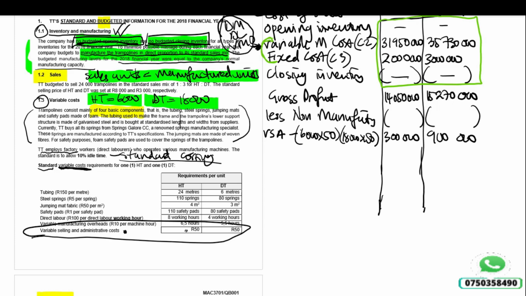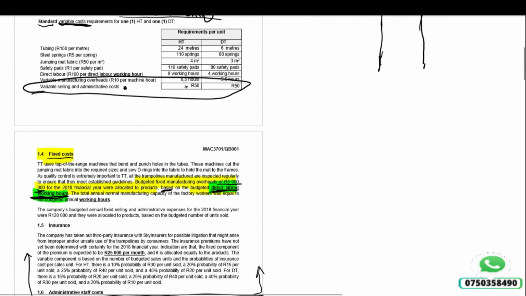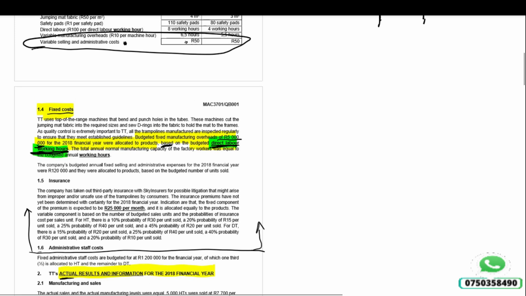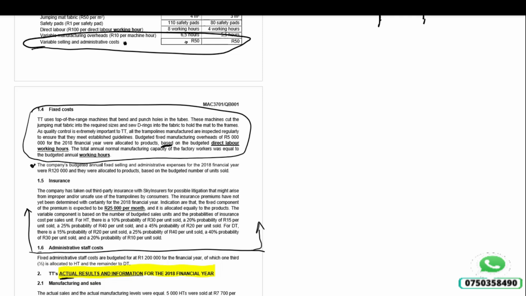Then let's look at whether we had any fixed non-manufacturing cost. Here it is, under fixed cost, that's where we're likely going to get the information. What did they say here? These ones were manufacturing, and we've dealt with them. Now let's look at this.